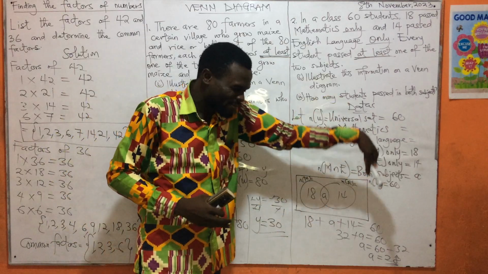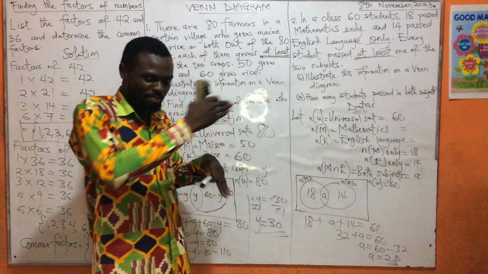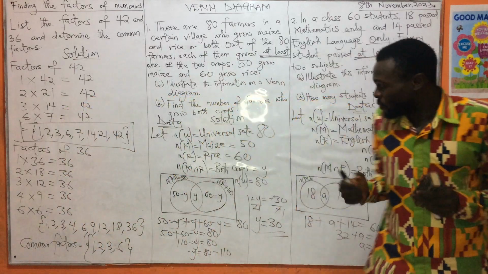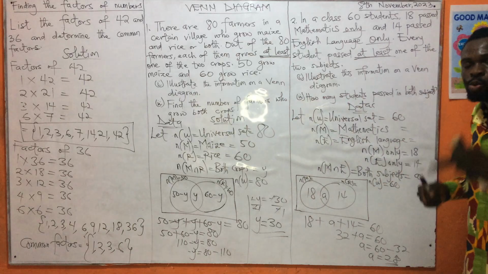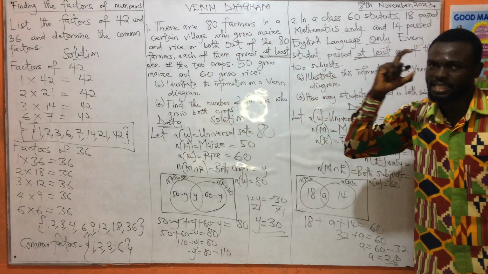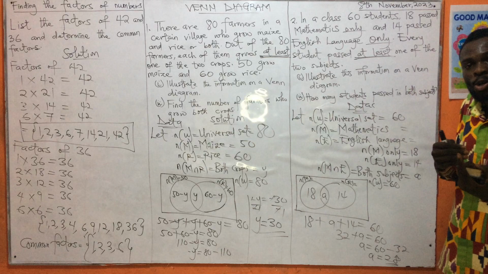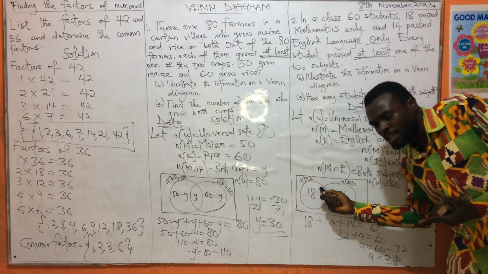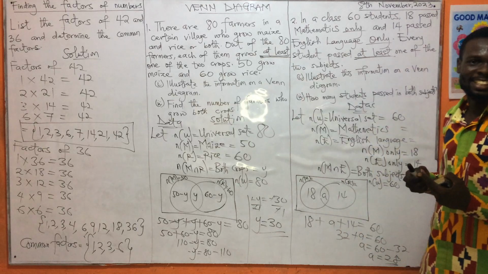Now we can redraw the Venn diagram and put in the answers so that we will not have any variable. With this question, they can ask you, how many students pass mathematics? To know those who pass mathematics, we are going to add the mathematics only to the intersection.